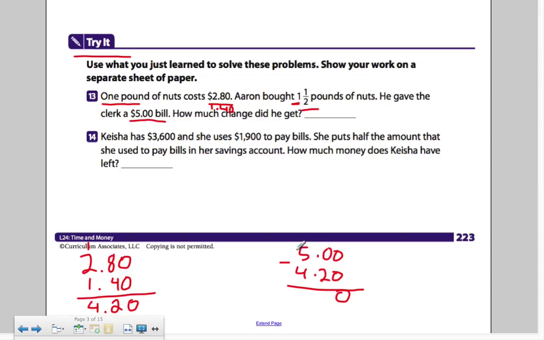Can't do 0 minus 2. Gonna have to borrow. 10 minus 2 is 8. 4 minus 4 is nothing. Don't forget to bring this decimal straight down. That's how you know that you're dealing with the cents. So how much change does he get? He's going to get 80 cents.